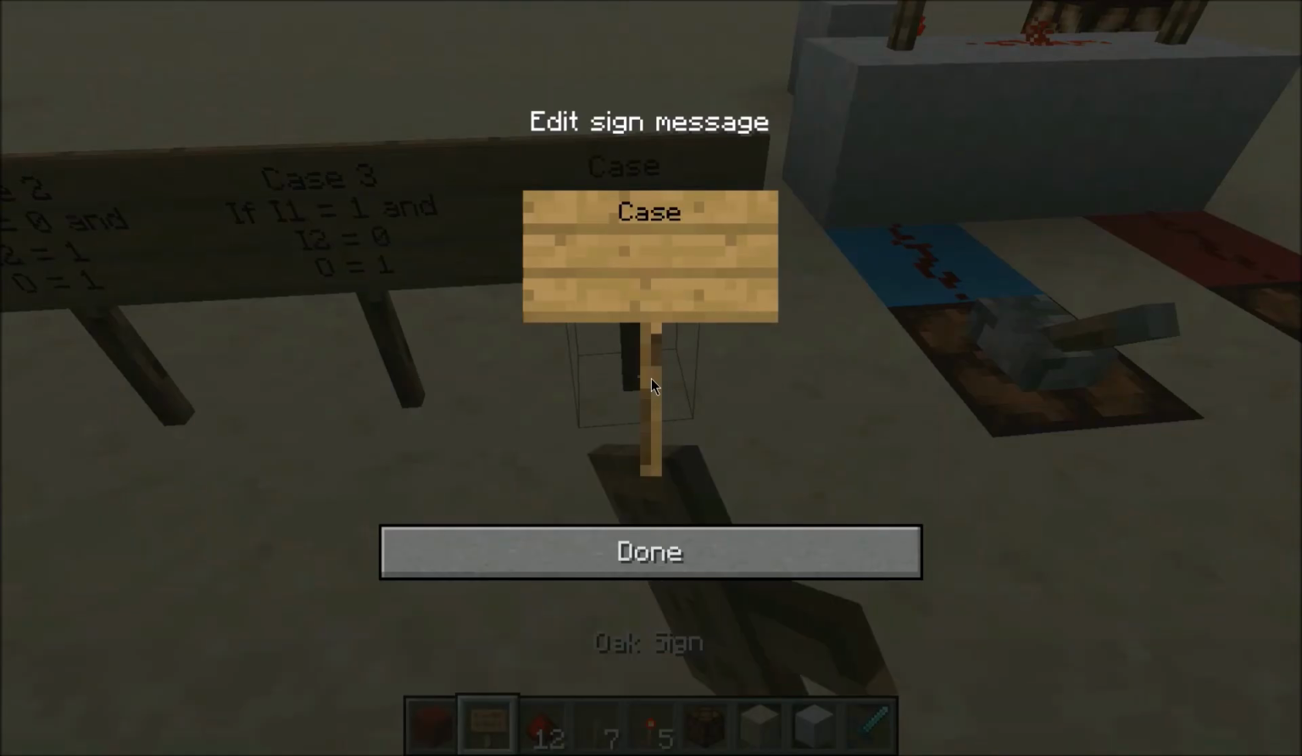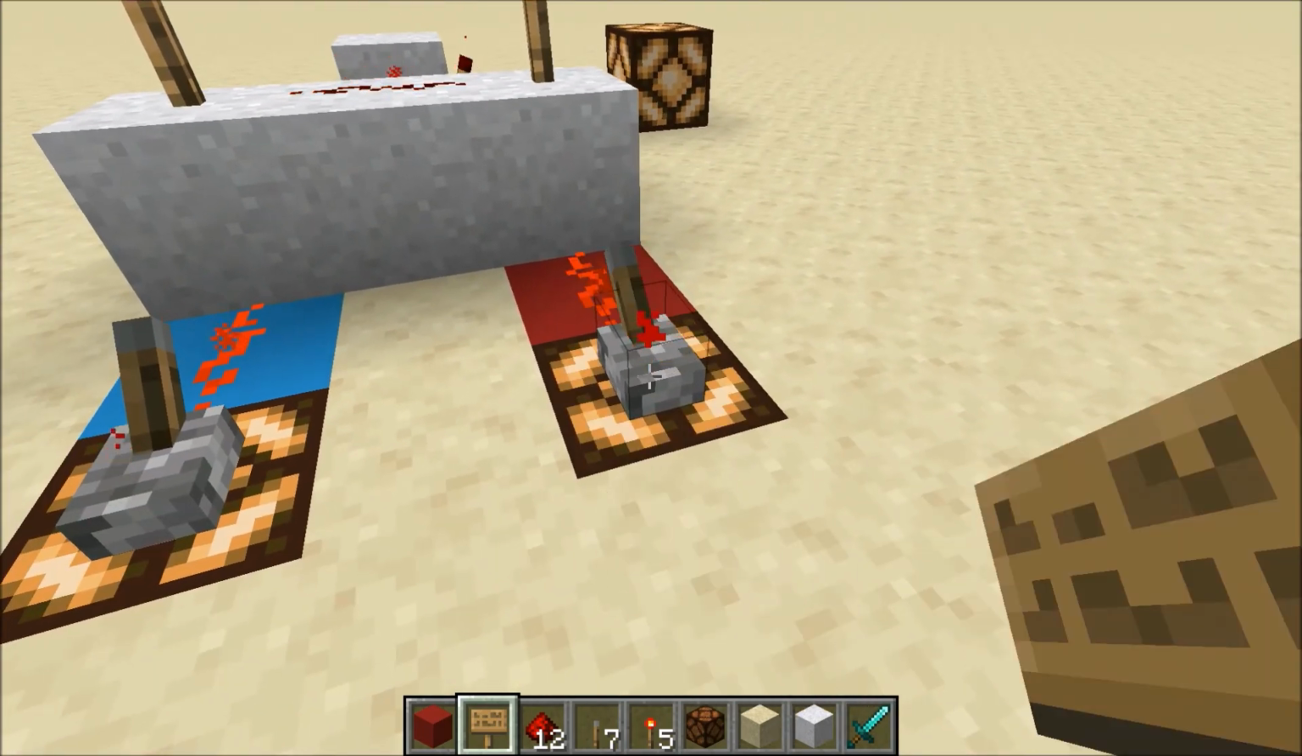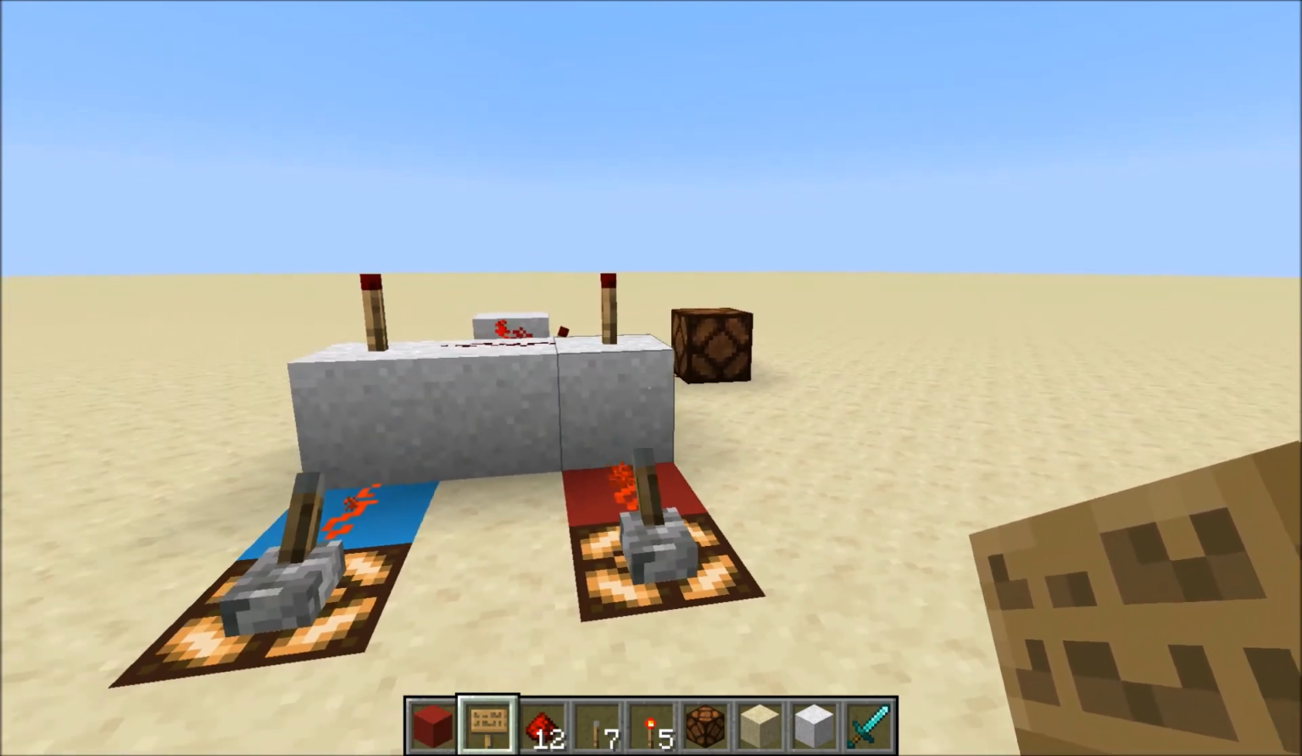So the fourth case will be if input 1 and input 2 equal 1, the output will be 0. Let's try this. Input 1 and input 2 are on. The output is 0. Yep, there you go.